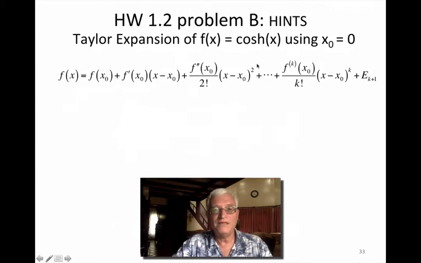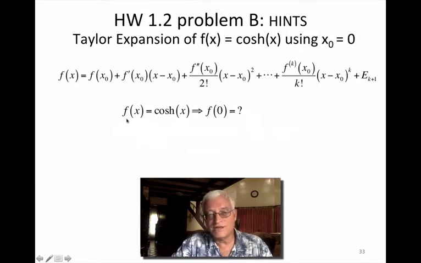On problem B, there's really nothing more for me to tell you other than we're switching over to the hyperbolic cosine. We're still using x naught equal to 0. We still have the same Taylor expansion, same error, but of course the numbers are going to be a little different. If you can't remember exactly what that hyperbolic cosine looks like, you can look that up in Wikipedia. It's fairly straightforward, and it involves exponentials.